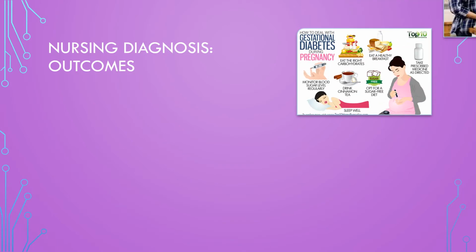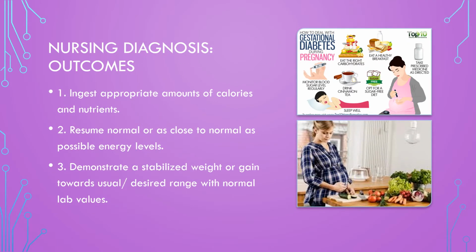Nursing diagnosis outcomes. Number 1, ingest appropriate amounts of calories and nutrients. Number 2, resume normal or as close to normal as possible energy levels. And number 3, demonstrate a stabilized weight or gain toward the usual desired range with normal lab values.